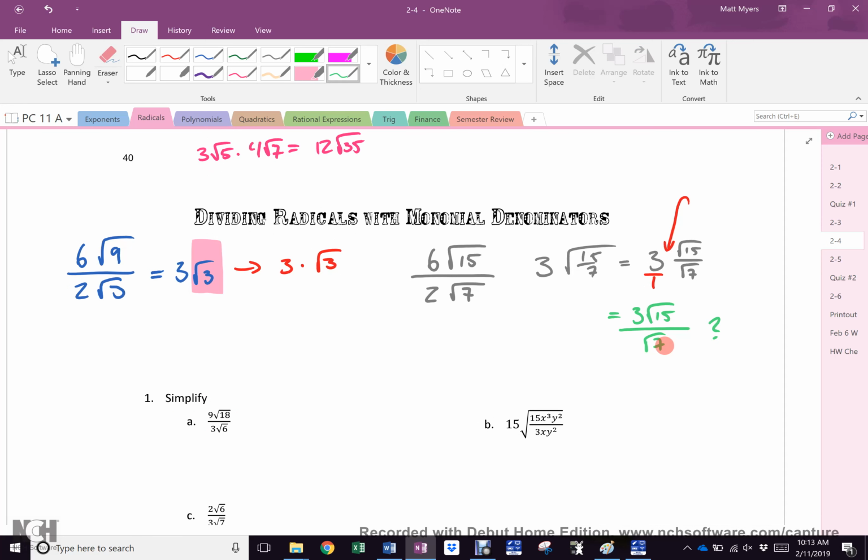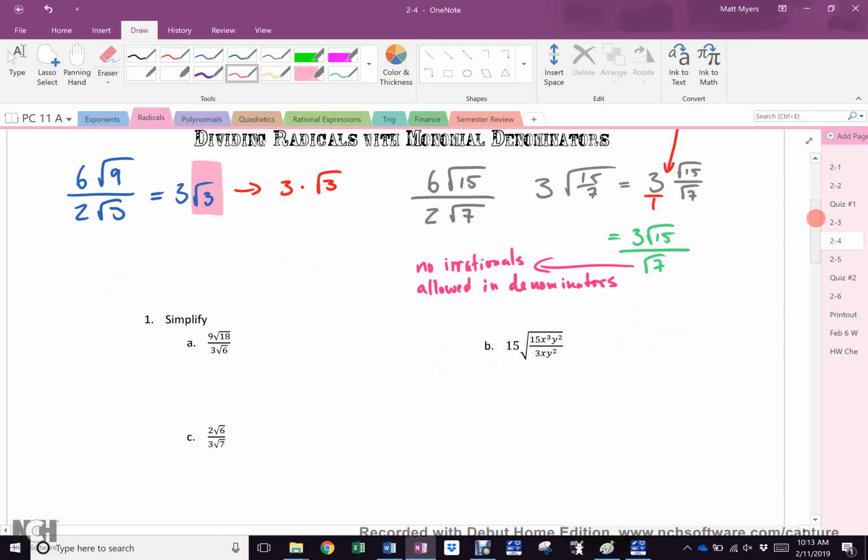Everyone agree? Math guys agree with you as well. They don't like this. No irrationals allowed in denominators. And we're going to talk about how to fix it in a minute, where I've got more room. Let's start with this one.